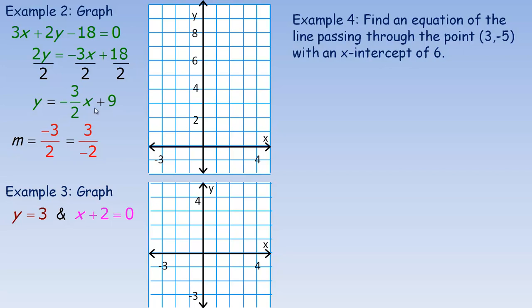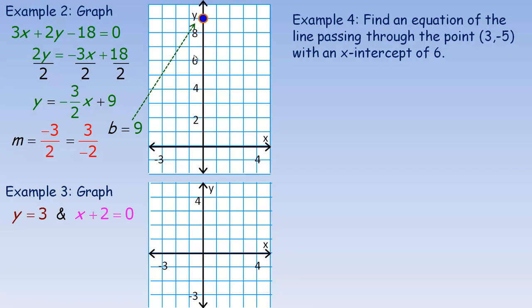See, the reason I know they're not both negative is if we had a negative on top and a negative on bottom, like if I put a negative here, -3 divided by -2 would be a positive, but the slope is supposed to be negative. So the y-intercept is 9, so we'll put a dot up here at 9 on the y-axis right there.